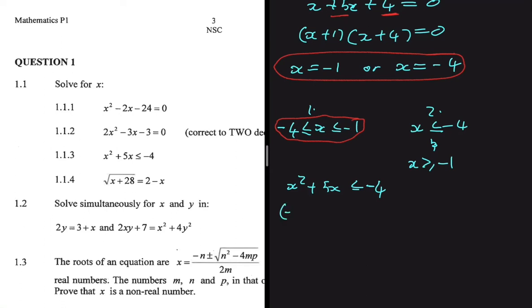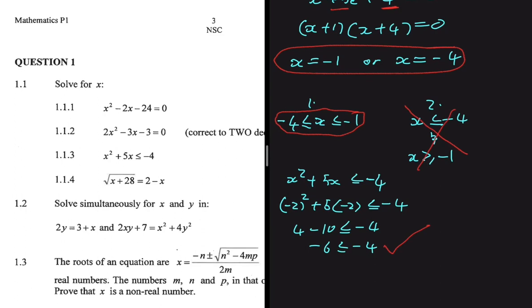So if we take -2, we're gonna get (-2) squared plus 5 multiplied by -2 being less than or equal to -4. So (-2) squared, that will be 4, right? So we have 4, and then 5 multiplied by -2, that will be -10. So we have 4 minus 10 being less than or equal to -4. So we're getting -6 being less than or equal to -4. And you can see that this is true, right? -6 is less than -4. So our first option is true. So the other answer cannot be correct, because when you take a number in this interval that we're proposing, it satisfies our equation.